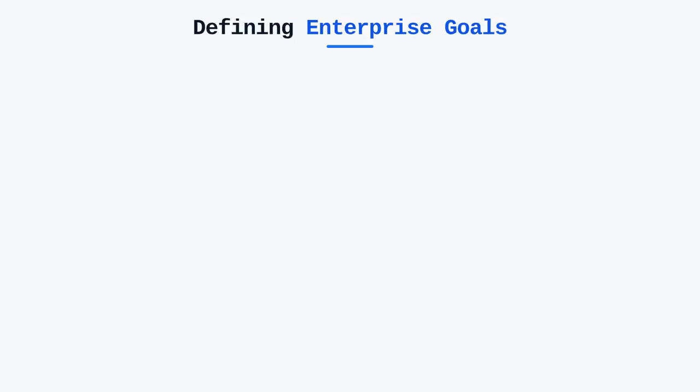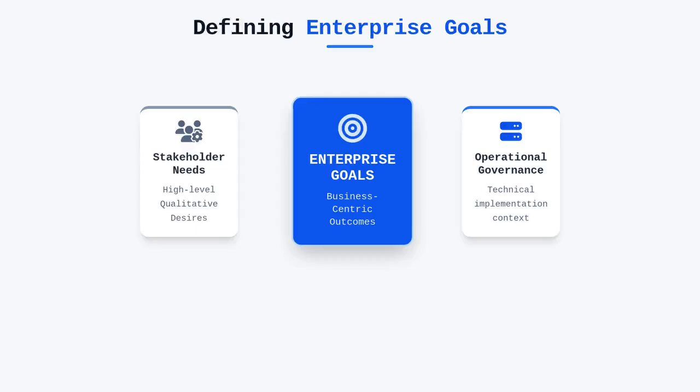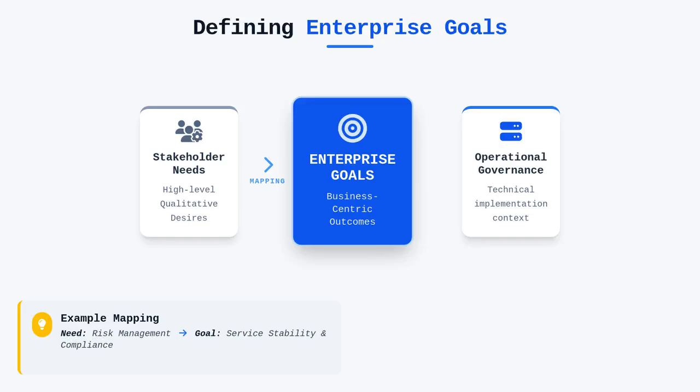Once we have identified those high-level desires, we proceed to determine specific enterprise goals. These are not technical objectives, but rather business-centric outcomes that the organization must achieve to satisfy the identified stakeholder needs. For example, if a primary stakeholder need is risk management, the corresponding enterprise goal might be the stability of business services or the compliance of digital assets.